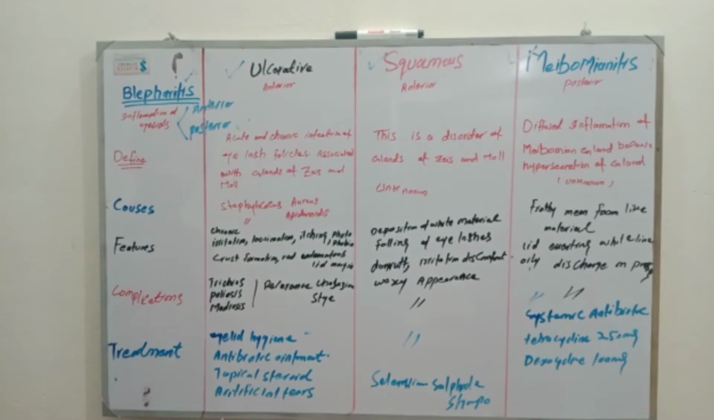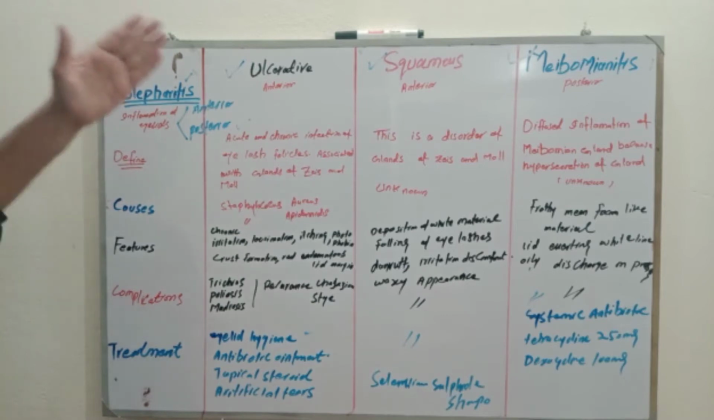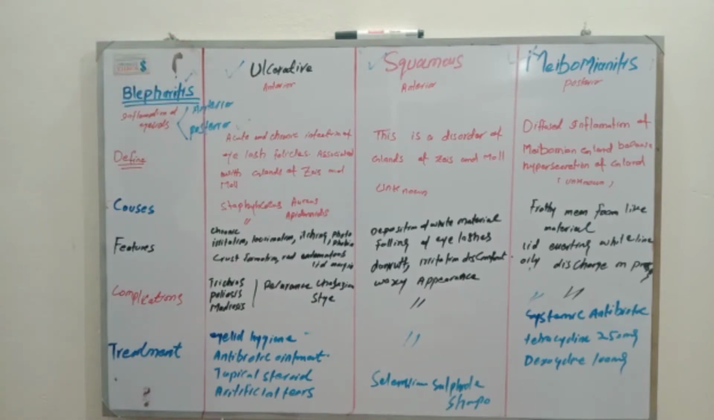Now we will explain the exact definition of blepharitis. This is the inflammation of eyelids. We are going to talk about the first type of blepharitis. This is ulcerative blepharitis. Now, what is the definition of ulcerative blepharitis? The acute or chronic infection of eyelash follicles associated with glands of Zeis and glands of Moll. This is called ulcerative blepharitis.